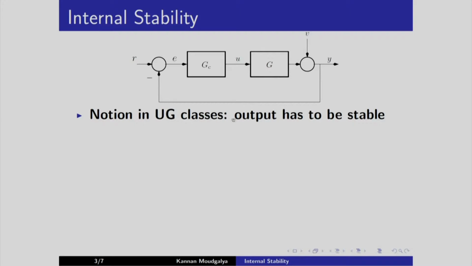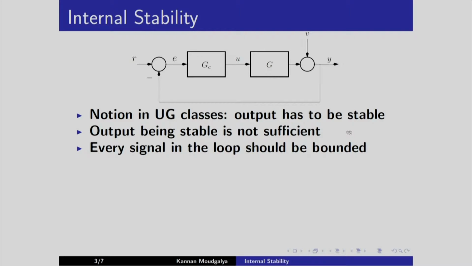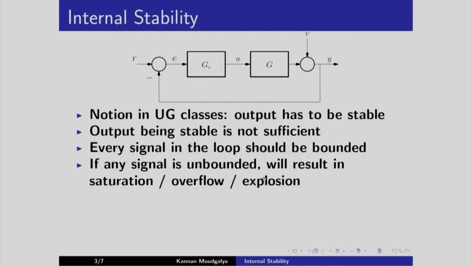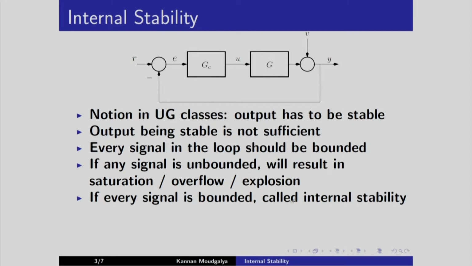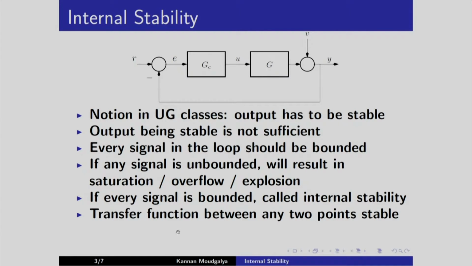The notion in undergraduate classes is that the output has to be stable, but we will show that the output being stable alone is not sufficient. Every signal in this loop should be bounded. If any signal is unbounded, this will result in saturation, overflow or explosion of the physical property indicated by that variable. If every signal is bounded, we call the system internally stable, or the transfer function between any 2 points to be stable.